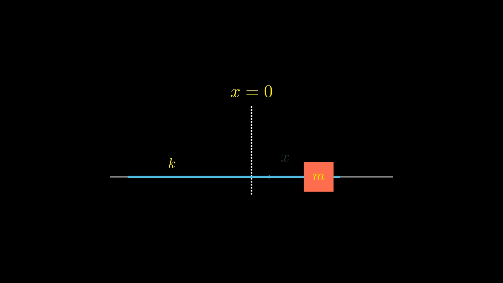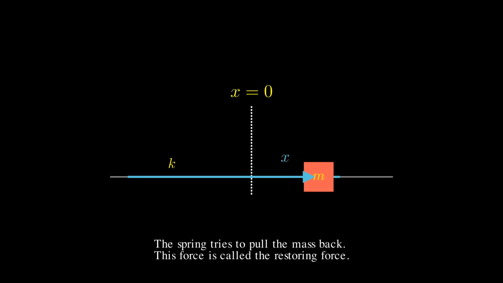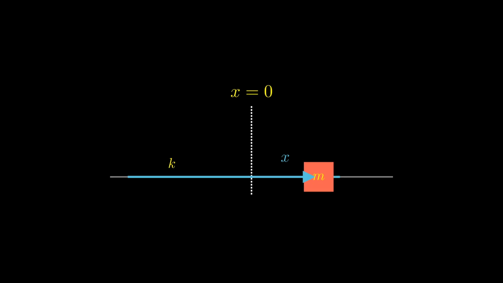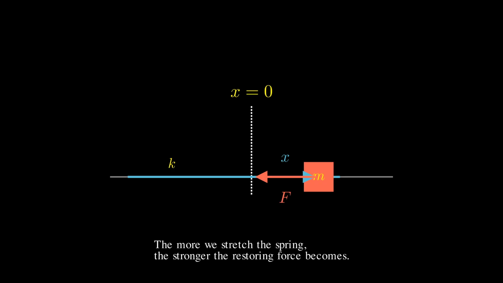When we stretch the spring, this creates displacement x from equilibrium. The spring tries to pull the mass back. This is the restoring force. Hooke's law tells us the more we stretch, the stronger the restoring force becomes. The negative sign means the force always opposes the displacement.